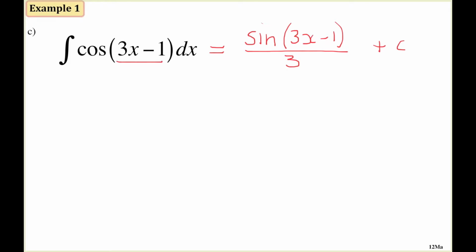Now remember, that's the same as 1/3 of the sine of 3x take 1 plus c. So either answer is acceptable, and when you're checking answers in the back of the textbook, be aware that both of those answers are the same thing.